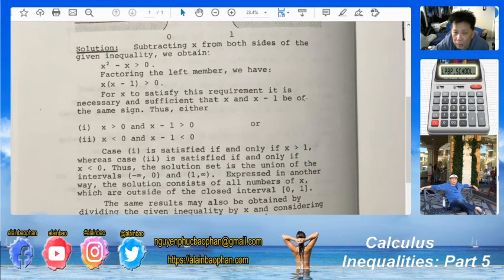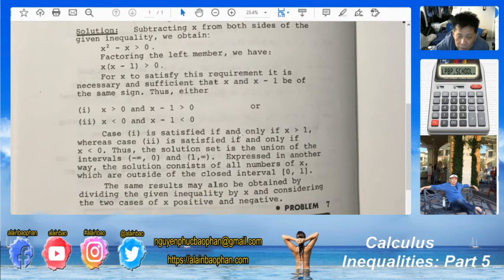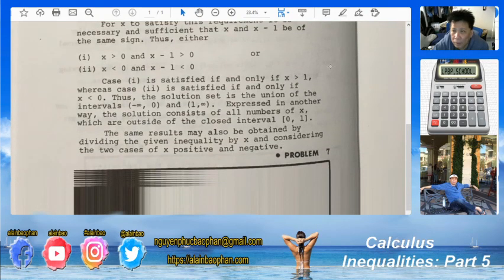There you go. I already reviewed this and showed you how to do it in part 3 of chapter 1, video 3 of inequality.